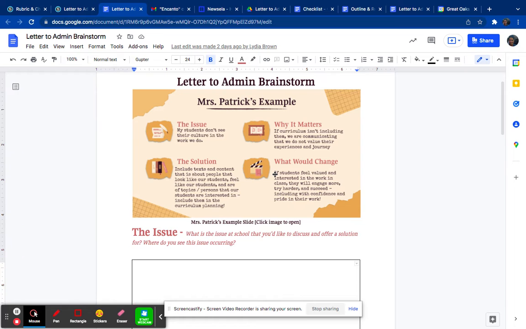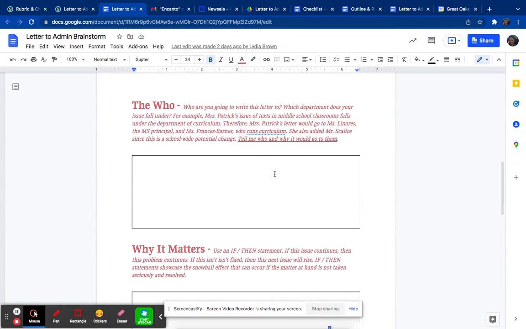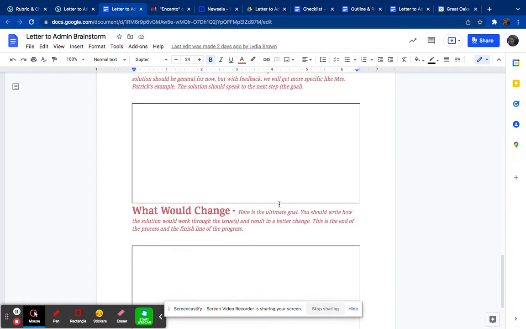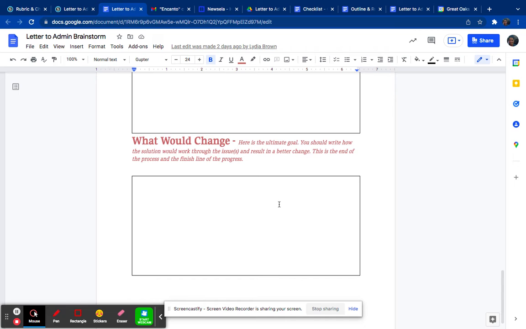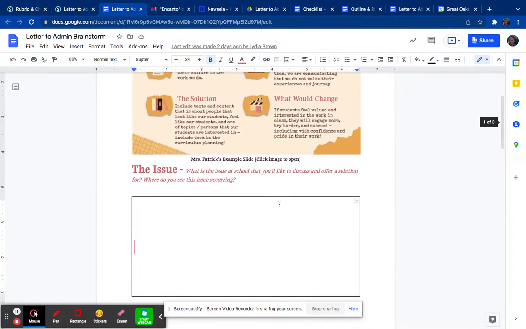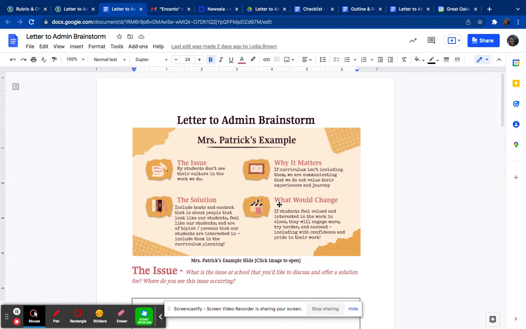So you're doing your 4 pillars: the issue, who are you sending this to very specifically, why it matters, the solution, and within the solution, what would change with your solution. And this is due today at the end of the day. And I will be giving feedback. Remember, my red ink, my typing, anything I add, comments, suggestions, these are exactly that. They are suggestions, and you can go forth with what you like versus what you don't like.